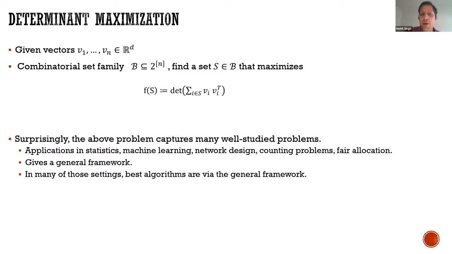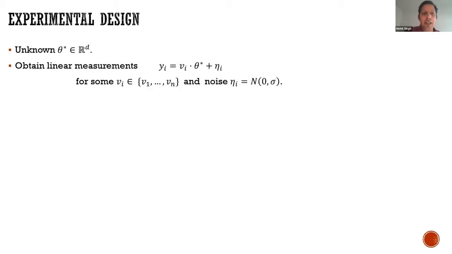Before I tell you what we do about this problem, let me briefly talk about a couple of applications to give you some intuition. The first application comes from the area of classical statistics, experimental design. In this problem, we are given some unknown theta star in d dimensions that we want to know. What you can only do is linear measurements of this theta star. You can take a vector v_i and take its inner product with theta star, but every time you do such a measurement, you also get Gaussian noise added to it. So you observe y_i over here.